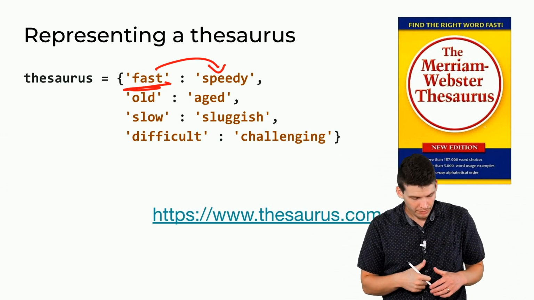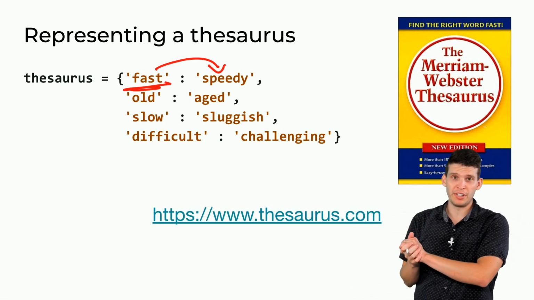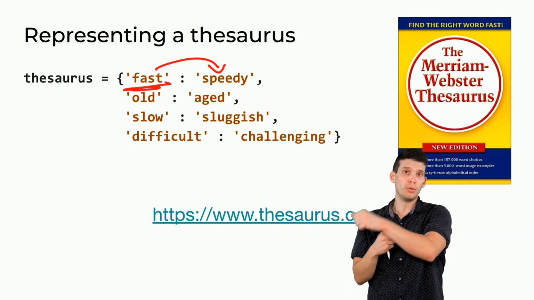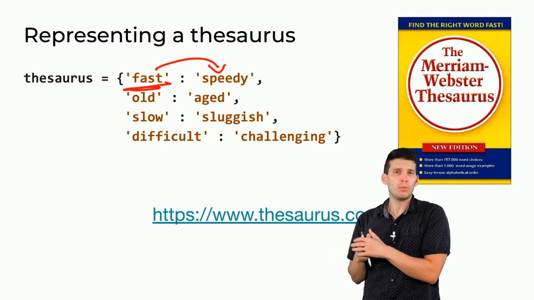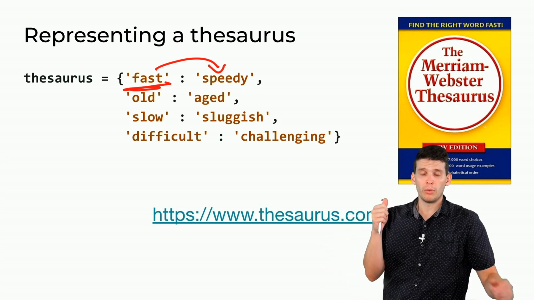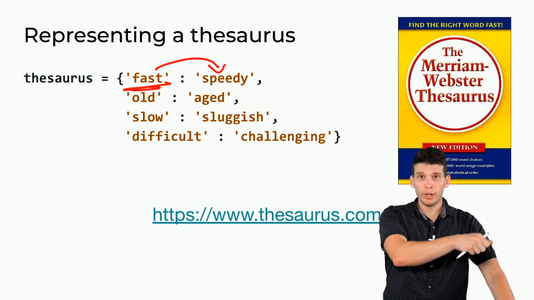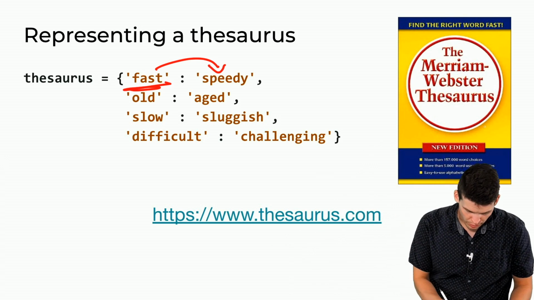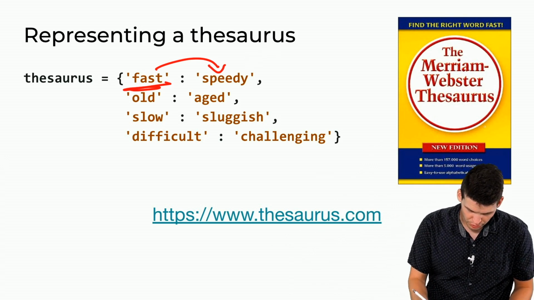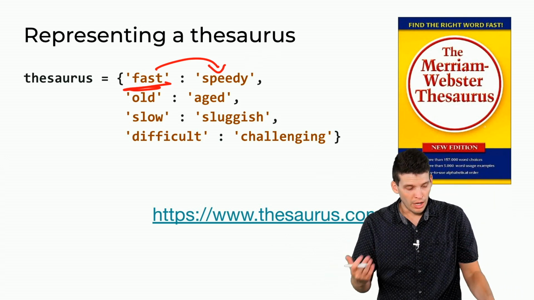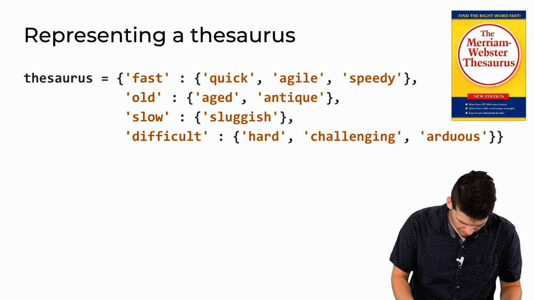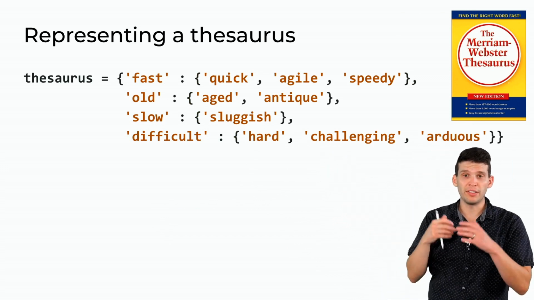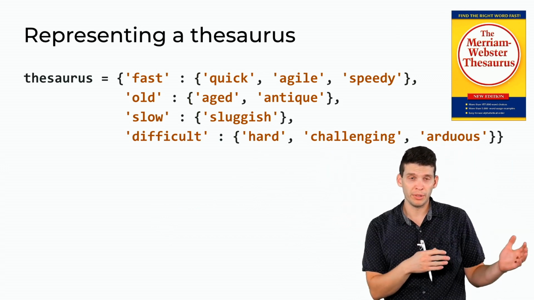Now the problem with this representation is that it allows us to map one string to one string, but what if we want to have our thesaurus where we could have one word be mapped to multiple similar words? Well, one way you could do that is you could put multiple words in one string separated by spaces. Another way, though, that we could do that would be to map a key of a string to a value of a set of words that that word is similar to.